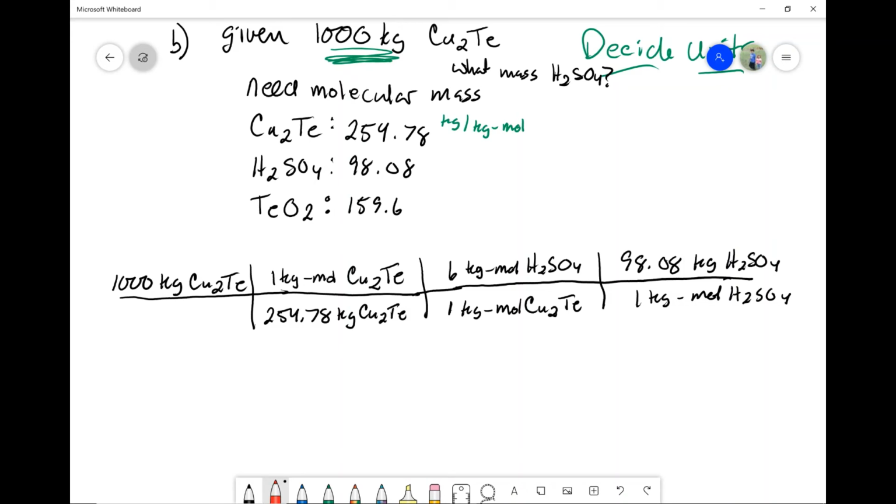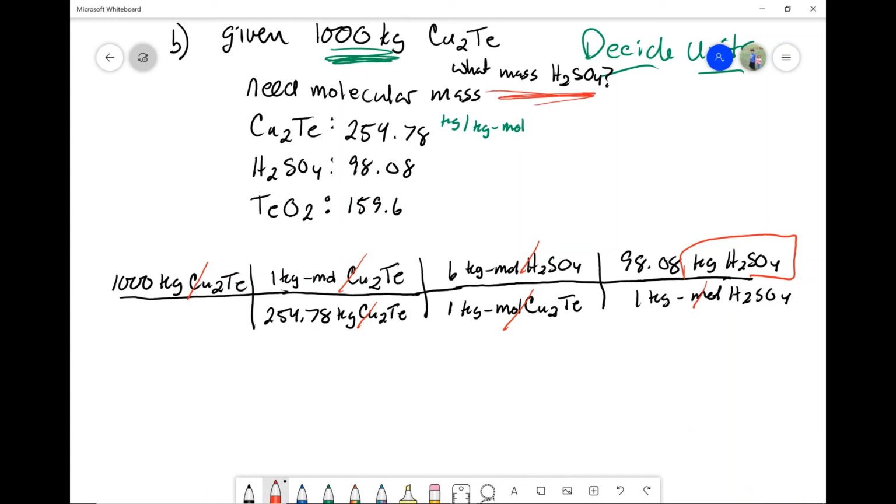So will our units cancel? Will we get what we want when we plug and chug in our calculator? Well, let's see. Let's cancel the units. So kilograms copper telluride cancels, and kilogram moles copper telluride cancels. This one cancels as well, so the kilogram moles H2SO4, and so we're left with kilograms of H2SO4, and that's what we want. We wanted to know what mass of H2SO4.